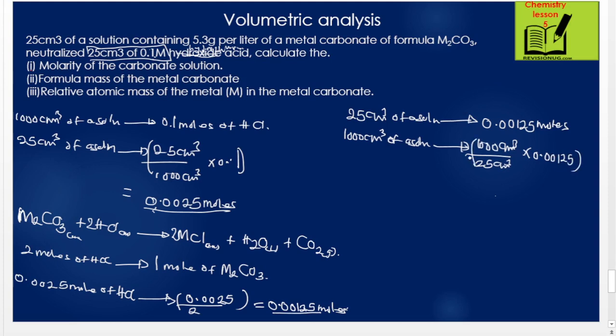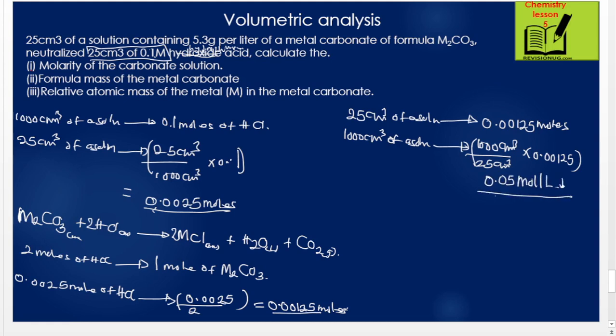So let us compute that one. This one times 1,000 gives us that one. Then we divide it by 25. We get 0.05 moles per liter. So this is our molarity.